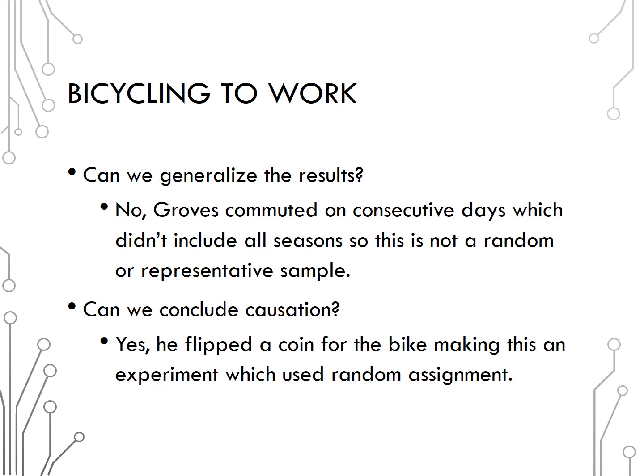Let's think about scope of inference. Can we generalize the results from this study? No. The experimenter commuted on consecutive days from January through March, which didn't include all seasons, so this is not a random or representative sample of commutes. Can we conclude causation? Yes. He flipped a coin for the bike, making this an experiment which used random assignment, and therefore cause and effect conclusions are valid in these data.